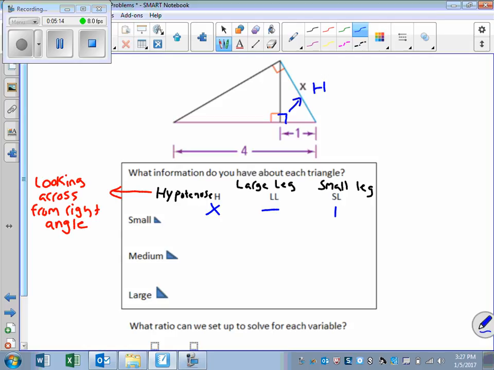Okay? Now, if we look at the medium triangle, the one that's in purple, if the small leg is 1 and the total on the bottom is 4, then that means the medium triangle, the bottom is 3. Okay? Now for the medium triangle, that's going to be the large leg.